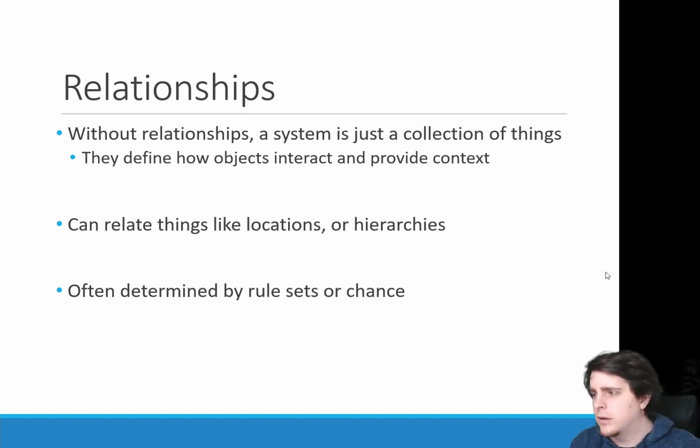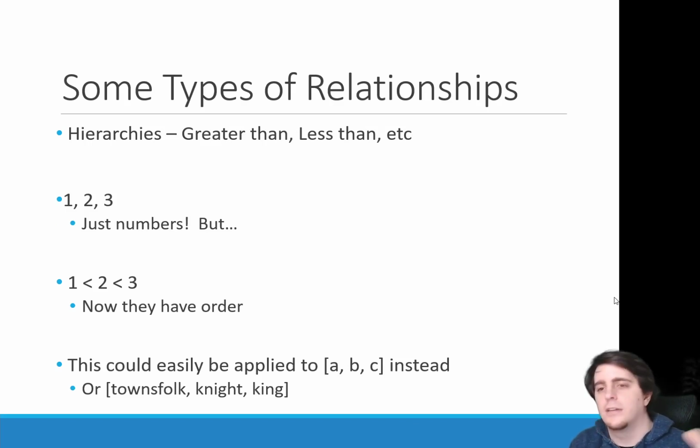Now, relationships are a little bit harder to nail down in some cases, so I've also given some kinds of relationships. Hierarchies are fairly easy to understand. Hierarchies are just greater than or less than relationships. And to a point, if I give you 1, 2, 3, these really are just numbers. But by defining a relationship between them and saying 1 is less than 2 and 2 is less than 3, these objects now have an order. And when you define them as numbers, it's really easy to intuit that, right?